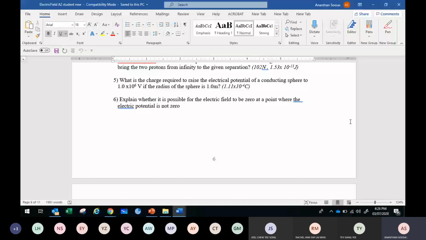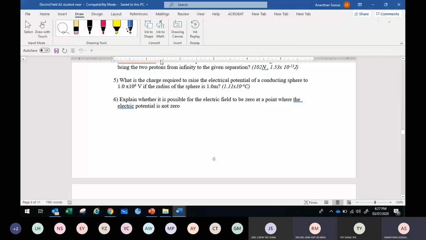Explain whether it is possible for the electric field to be zero at a point where the electric potential is not zero. Possible or not possible? Okay, what relation must come to your mind? Electric field is what? Negative of the potential gradient. This is what you have to think.